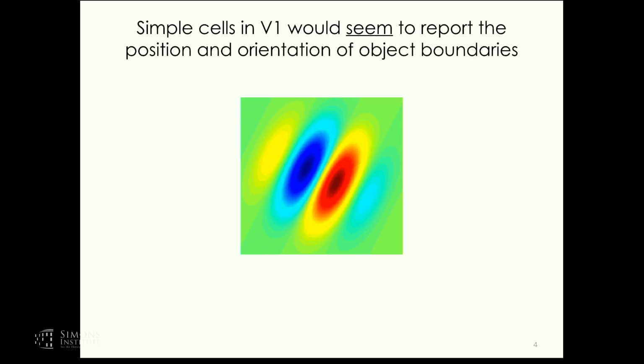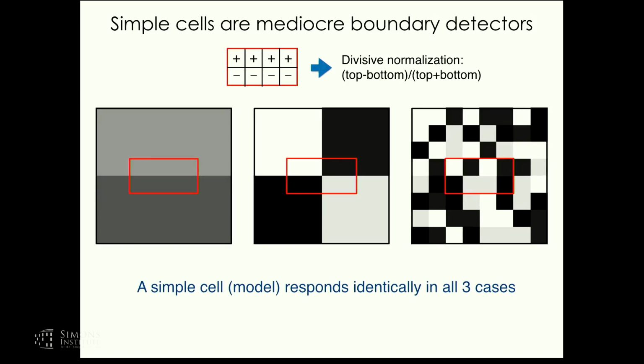Now, one of the quandaries that you run into almost immediately is that if you take a conventional model of a simple cell, it's actually a very poor boundary detector in natural images. I'm going to show you that quantitatively later, but we made this slide last night to illustrate this. A conventional model of a simple cell is a linear filter with positive coefficients and negative coefficients.